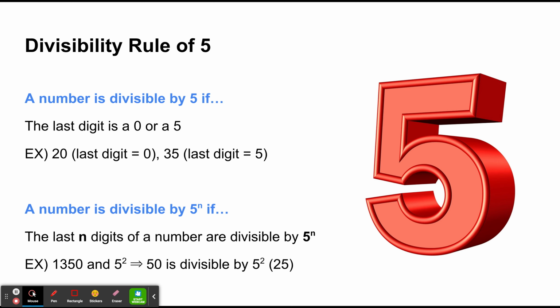So let's take 1350 and 5 to the second power. The exponent is 2, so the last two digits are 50. 50 is indeed divisible by 5 to the second power, so that works.